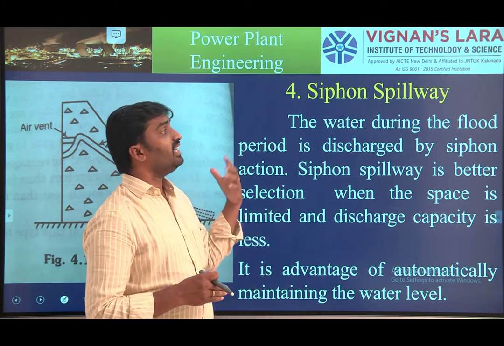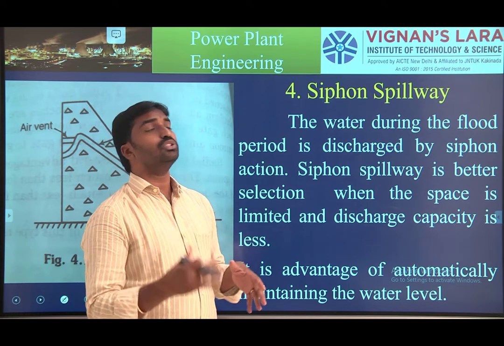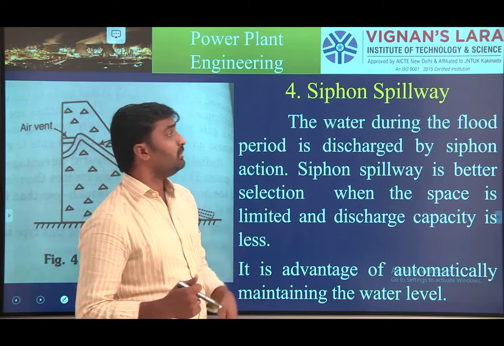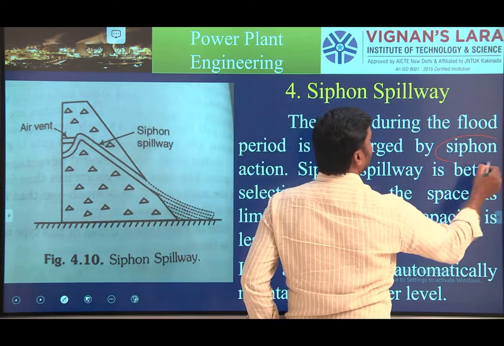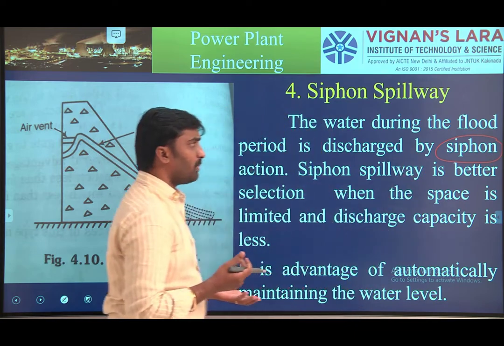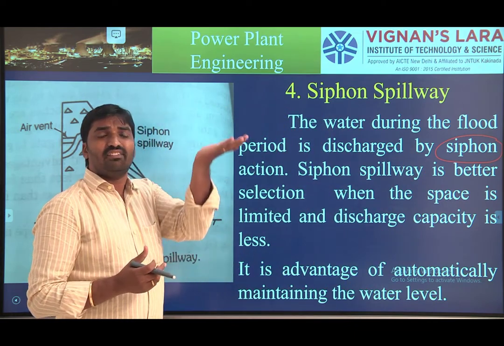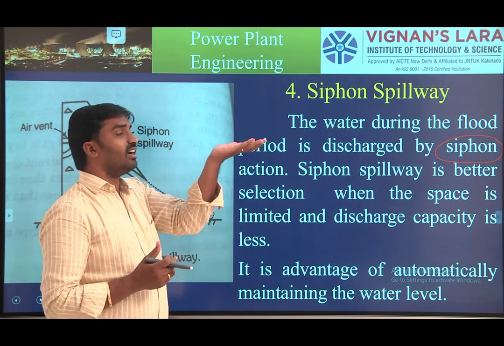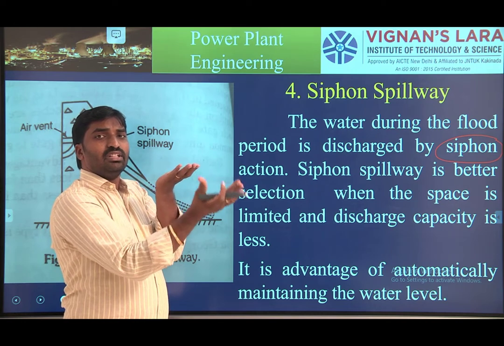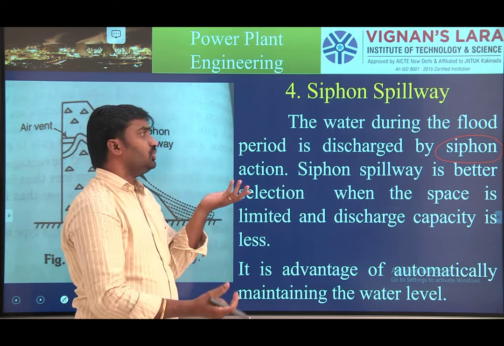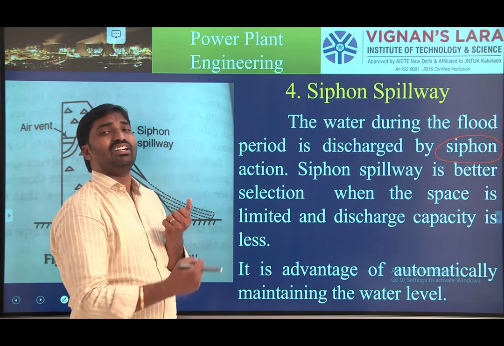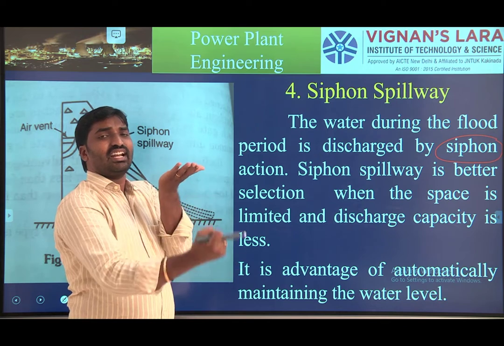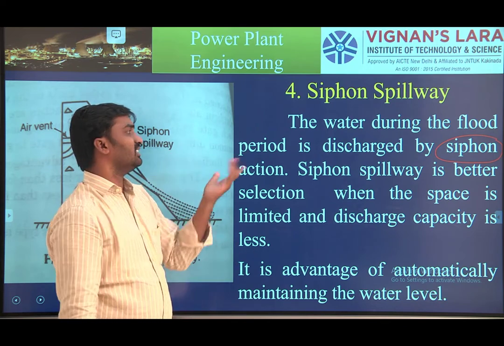Okay. So what is meant by siphon effect? When is it very useful? The water during the flood period is discharged by siphon action. So what is meant by siphon action? In siphon action, the force of atmospheric pressure is applied to raise the water. Okay. So the atmospheric pressure is used to raise the water level, and at the same time the earth's gravity drags the water downwards. Atmospheric pressure raises the water and gravity attracts the water. So this phenomenon is known as siphon action.